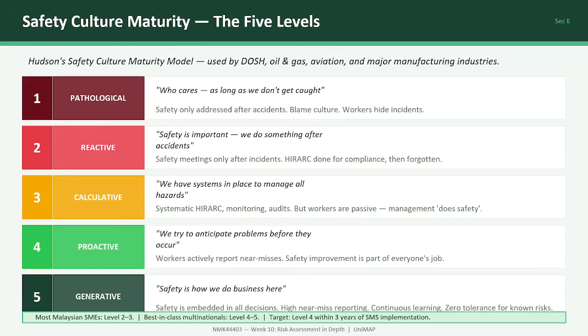The note at the bottom of this slide is important. Most Malaysian SMEs operate at level 2 to 3. Best-in-class multinationals, DuPont, Shell, Siemens, operate at level 4 to 5. The target for an organization implementing a new SMS is to reach level 4 within 3 years of implementation. That requires consistent, visible leadership commitment, a functional near-miss reporting system, and genuine worker involvement in safety management.